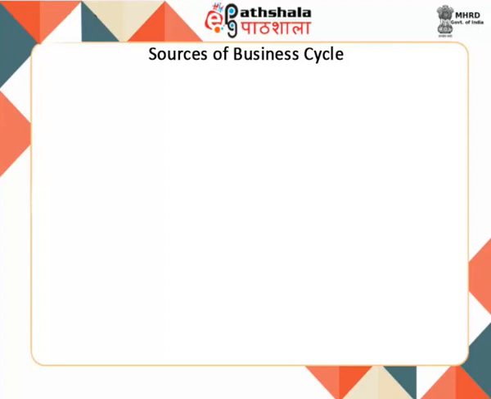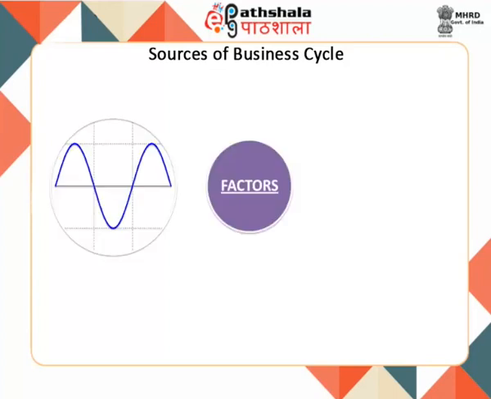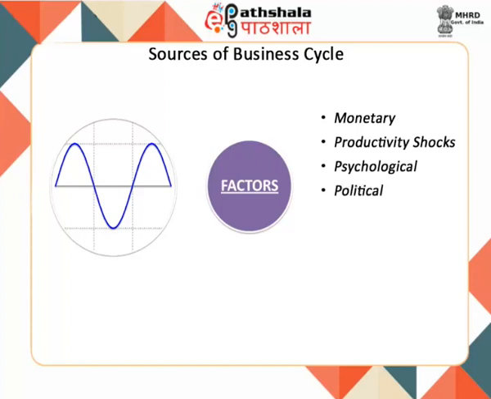Let us now move on to identify the sources of business cycles. There is a general disagreement over the factors leading to business cycles in the economy. While some economists attribute these fluctuations to monetary factors, others find the causes in productivity shocks or psychological factors. Political reasons, various technological innovations, changes in aggregate demand, etc., have also been cited as reasons behind business cycles.